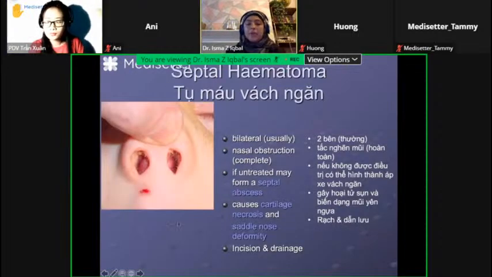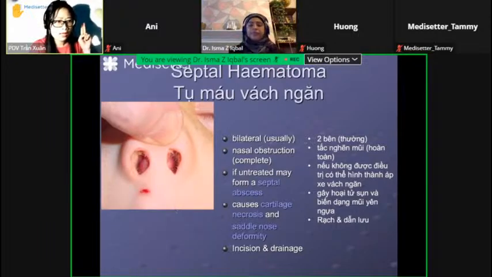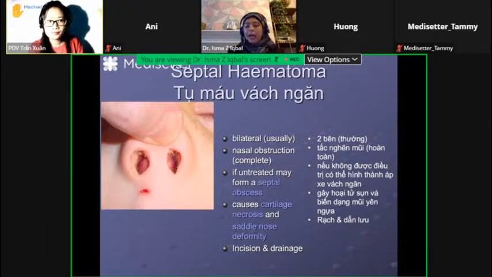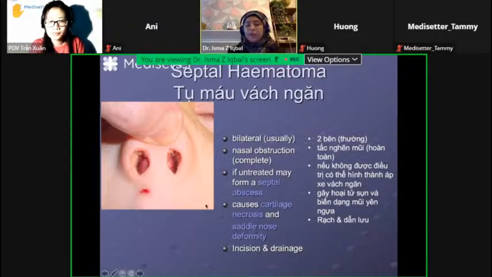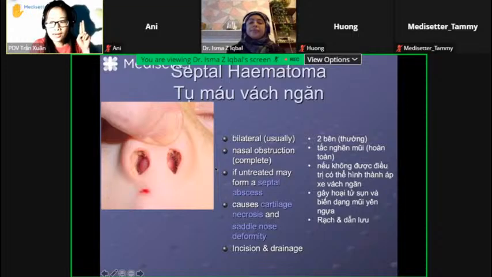So this is an example of a septal hematoma. It can happen after trauma or after surgery. The patient will complain of a completely blocked nose.